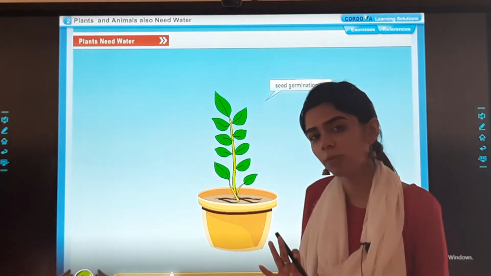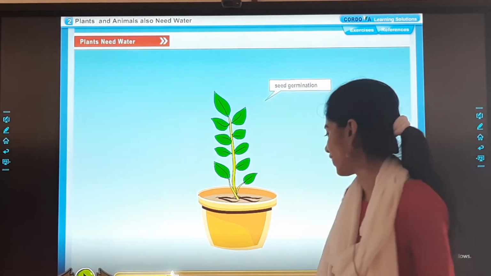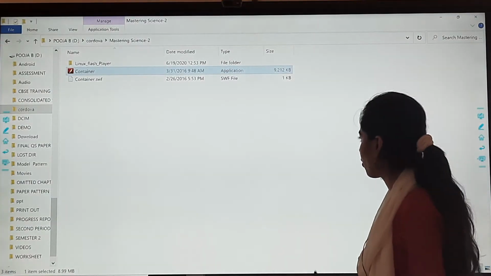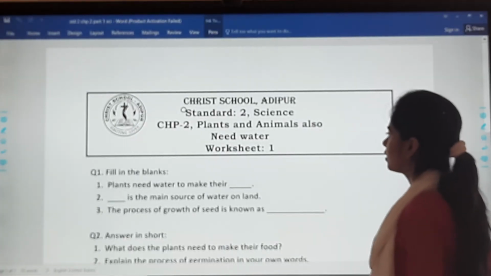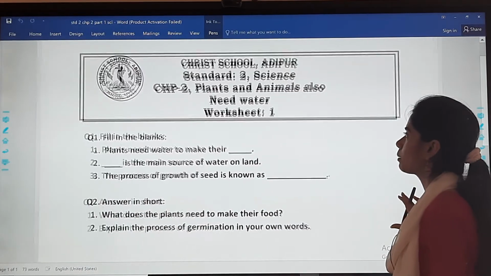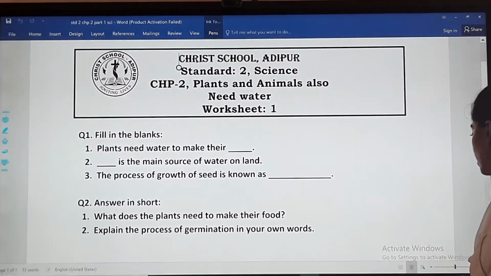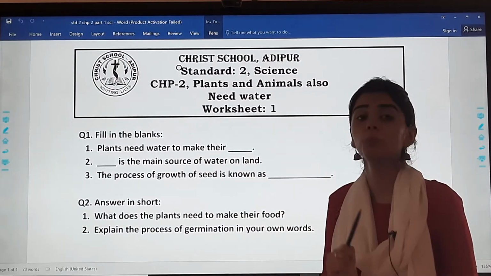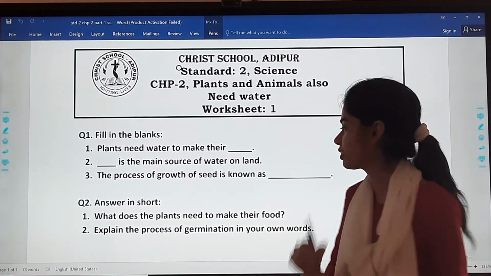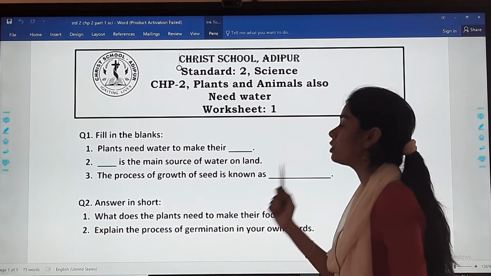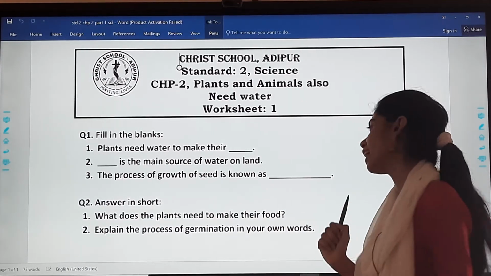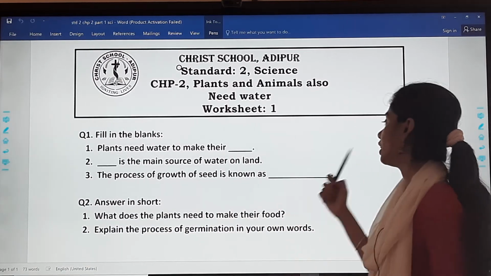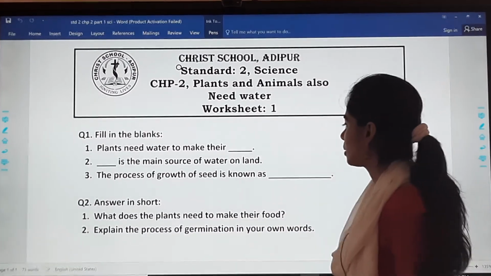So do you think we should stop over here? Yes? Okay, so we shall stop over here. And it's time for your worksheet. So you can see chapter number 2, worksheet number 1. Fill in the blanks. Plants need water to make their dash. Dash is the main source of water on land. The process of growth of seeds is known as dash.